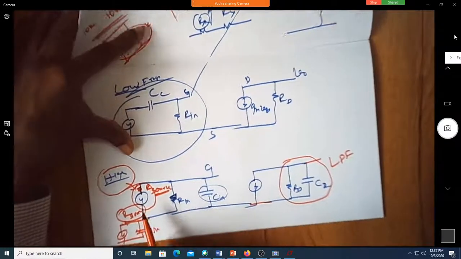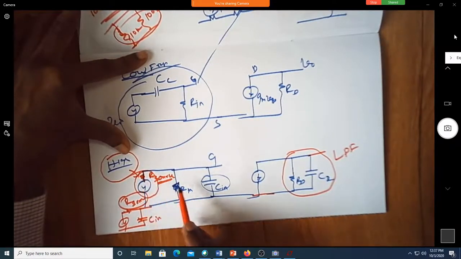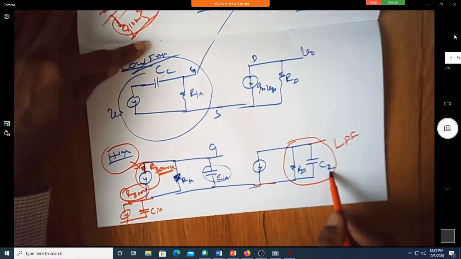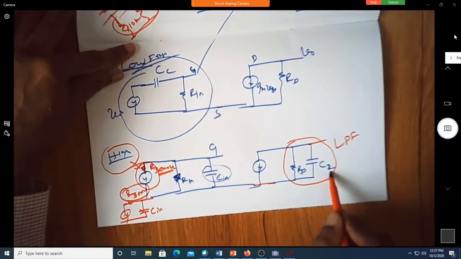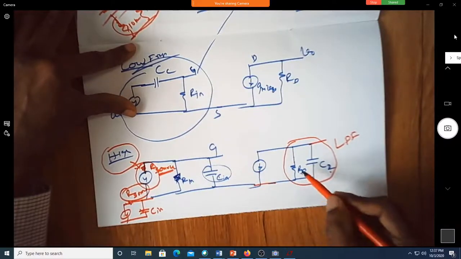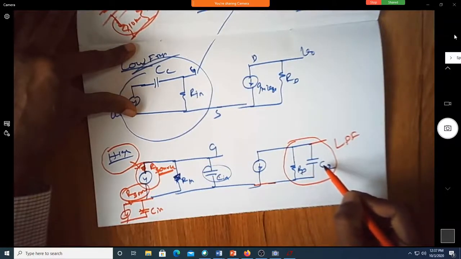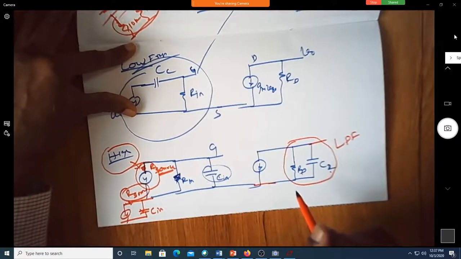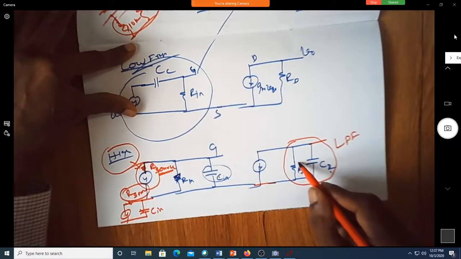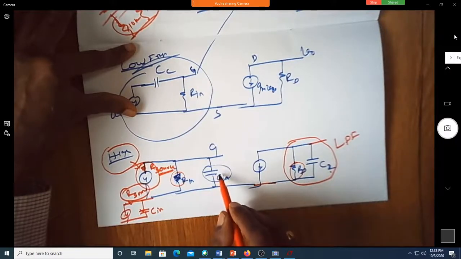So we have two low pass filters. One low pass filter involves R source and C in. The other low pass filter involves RD and C2. Correct? Sir, why do we consider RD like this? As I said, relatively this cannot be neglected because the reactance offered by this is not too less. So when we take the actual values of C2 and RD, we will not be totally neglecting this. Whereas here we are totally neglecting because this is very, very small.